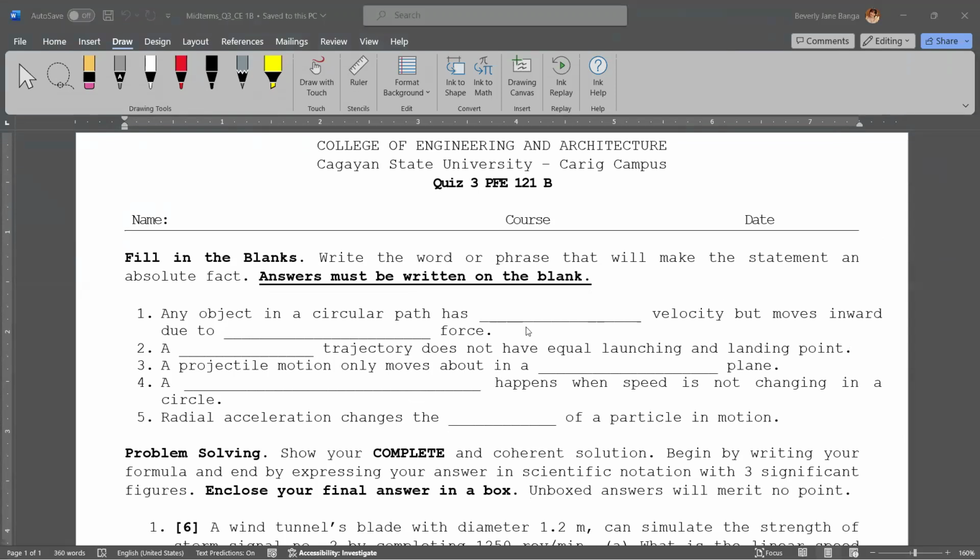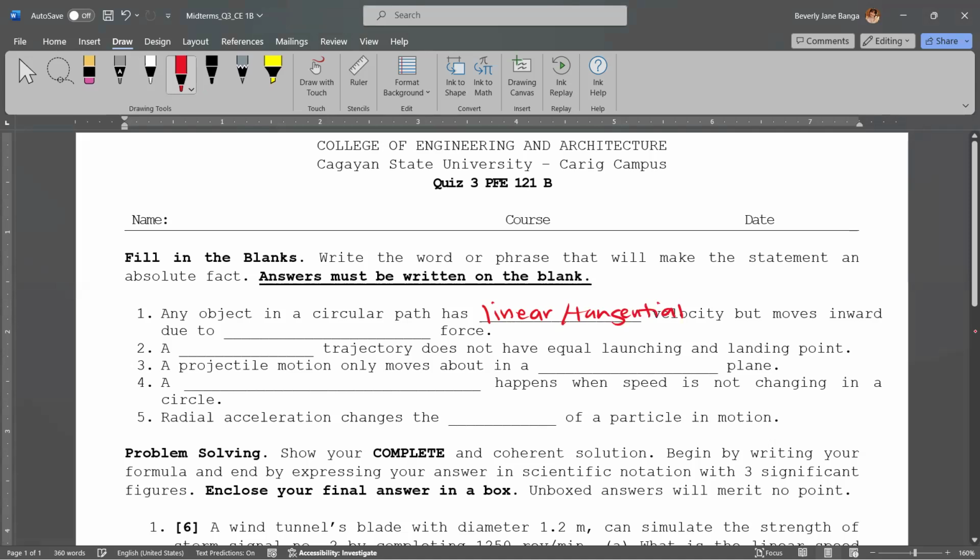Okay. So, yung first question natin dito ay, any object in a circular path has blank velocity but moves inward due to blank force. If natatandaan nyo, binanggit natin dati na ang object in circle is still a translational motion. Therefore, it has a linear or tangential velocity. Halimbawa, ito yung circle natin. Yung particle mo at this point, pag ganyan yung kanyang speed, it's tangent or linear. But moves inward, so bakit paikot? Bakit nakakaikot pa rin yung particle? Even if it has linear or tangential speed, that is because of the centripetal force.